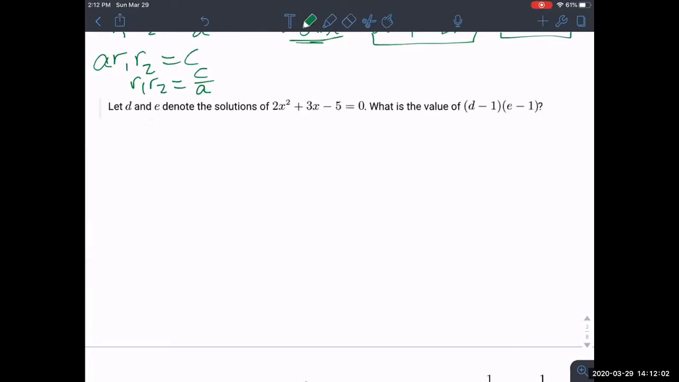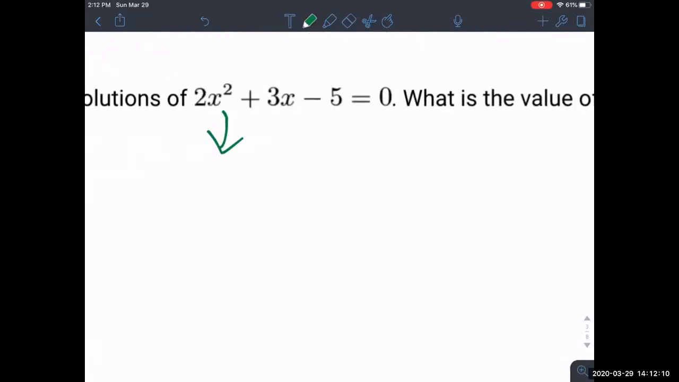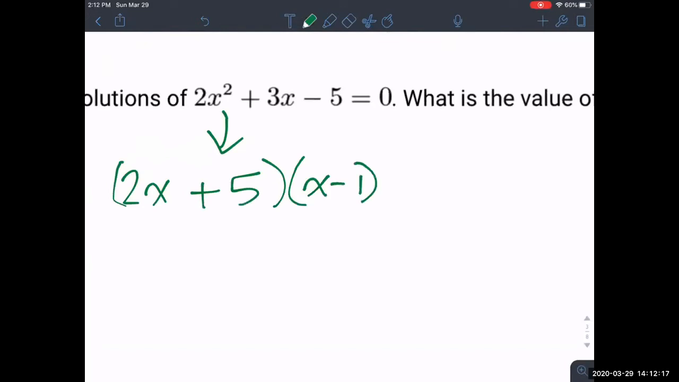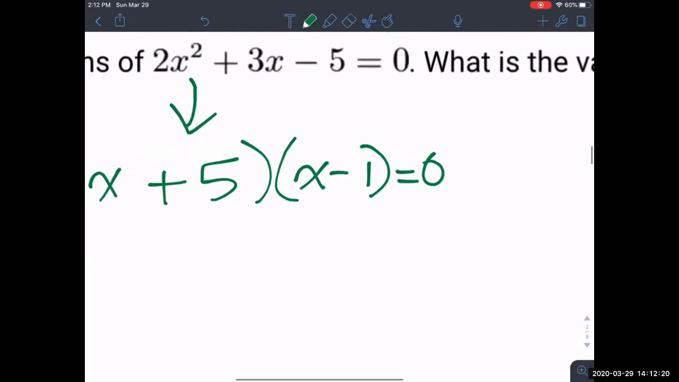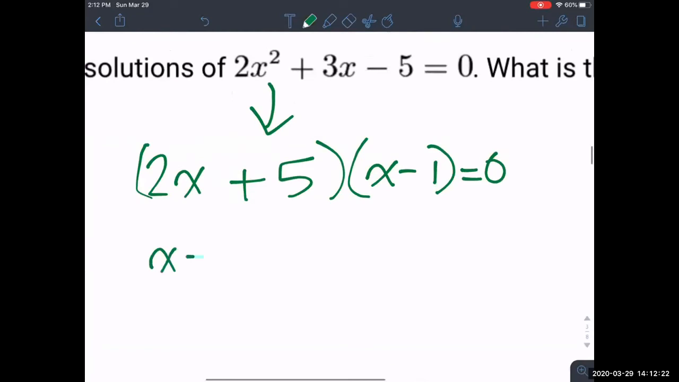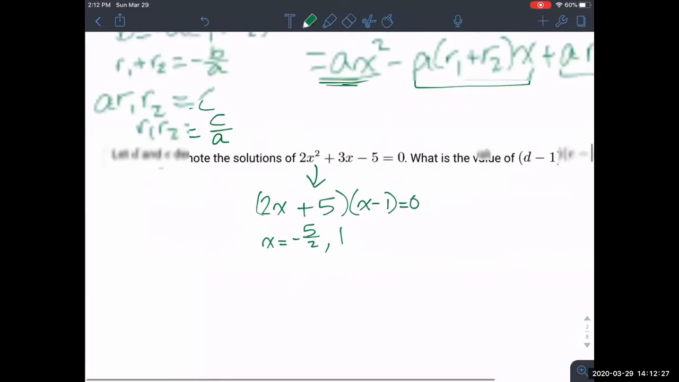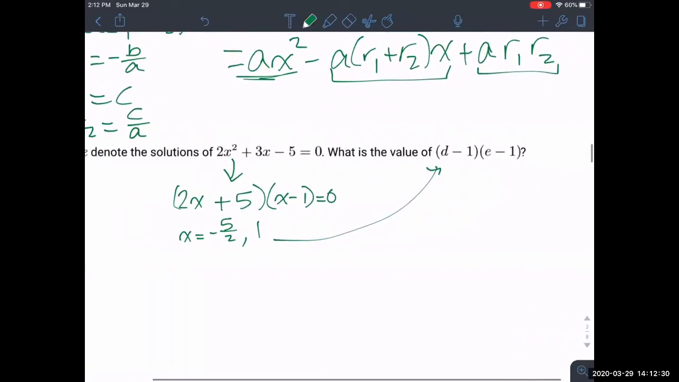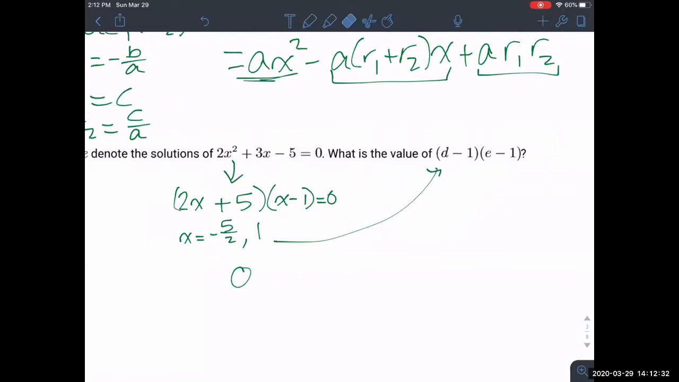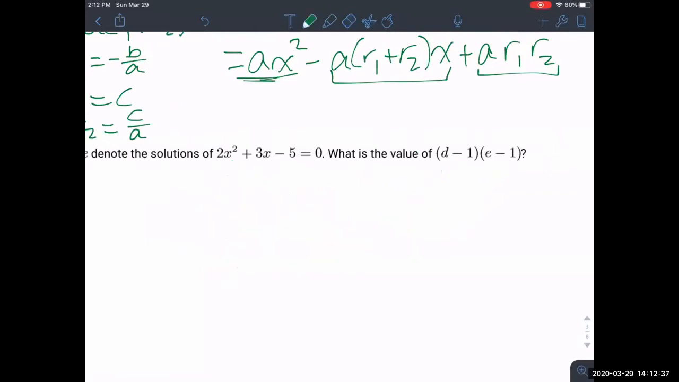Okay, let's go ahead and discuss this one. You can probably notice that this equation you can actually factor. So if you try it out, you actually get this, this works. So then you have x is equal to -5/2 or 1, and then you can put it back in here to get 0, because one of them is 0. Or you could do the quadratic formula, but that's a lot messier.